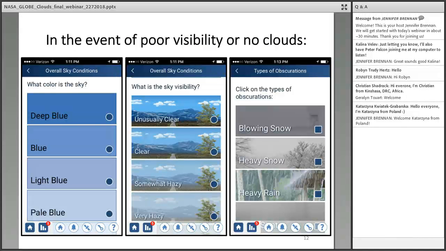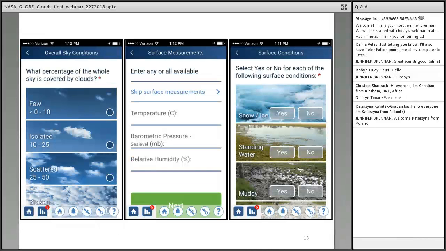If the person says that there were no clouds, then the app asks them about the sky color. We're looking at the deepest blue of the sky. It looks at visibility, and then it asks for obscuration. So this can be blowing snow, sand, and things like that.